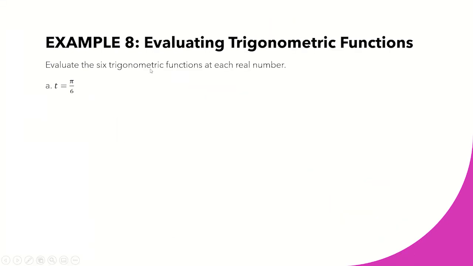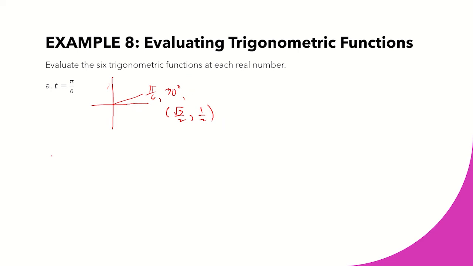Now, let's continue to example 8, evaluating trigonometric functions. We will now evaluate the 6 trigonometric functions at each real number. The given is t equal to pi over 6, but think of it as just a theta, so that you will not be confused. Now, find pi over 6 again in our unit circle. Pi over 6 is in quadrant 1. Looking at it, pi over 6 is here. In degrees, that's 30 degrees. And then our ordered pair is square root of 3 over 2 and then 1 half. The square root of 3 over 2 is the x, and y is 1 half.